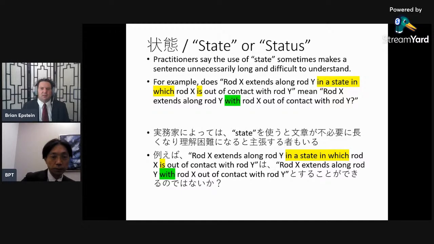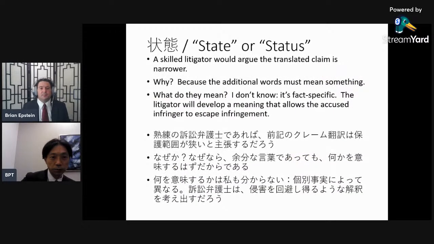And the answer is no. A skilled litigator would probably argue that this translated claim, this shorter version, is, well, the longer version is narrower. And then the question is why, right? And the reason is that these additional words must mean something.